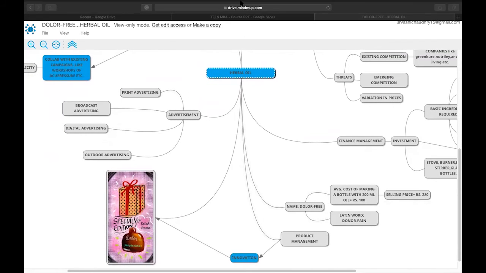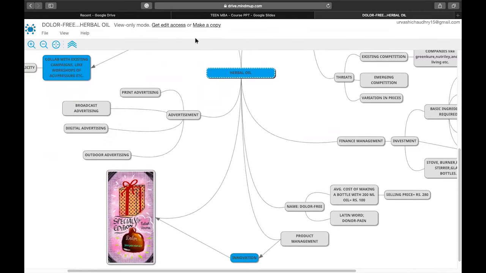When we are talking about all these things, the most important thing comes out to be my name here. So the person here has decided to name the product as Dollar Free. The average cost of making this bottle is going to be rupees 100 for 200 ml, whereas the selling price is going to be 280. So in case you want to calculate the profit here, it's simply 180 rupees per bottle. The innovation here that this person has thought of is going to be the special edition bottles that are basically going to be the prime highlight of the product in the market.